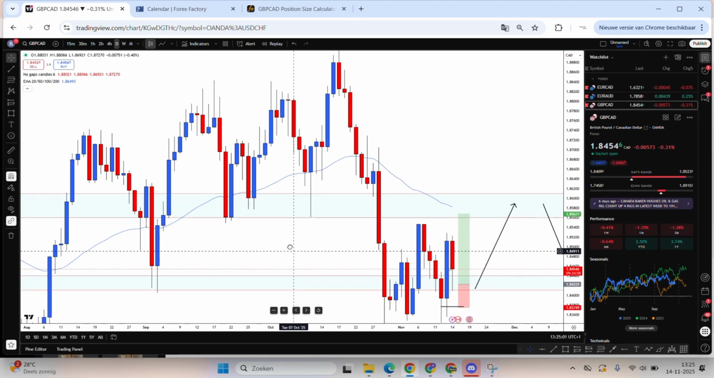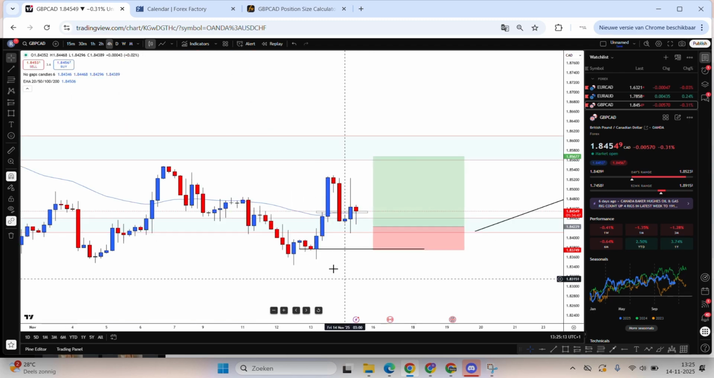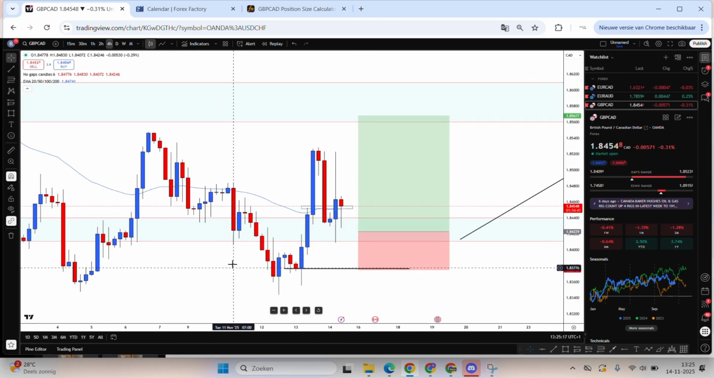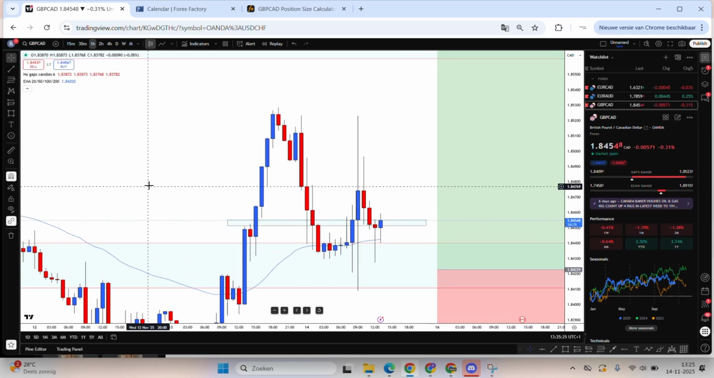We have here GBPCAD. I already explained this trade in the market breakdown, favorite pairs of the week, last Sunday. So we are anticipating a buy to this zone right there. And right now the 4 hour shifted bullish again from a bearish move. So right now we are anticipating a buy entry confirmation. I have drawn my analyzer right here.